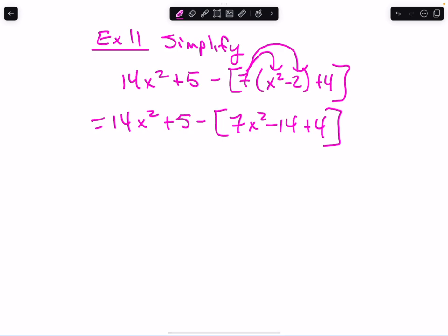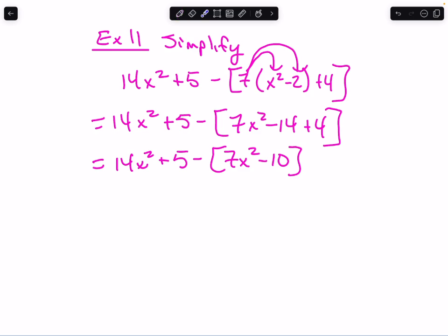Okay, we can now combine the like terms inside the brackets. So we get 14x squared plus 5 minus 7x squared. Negative 14 plus 4 gives us a negative 10.